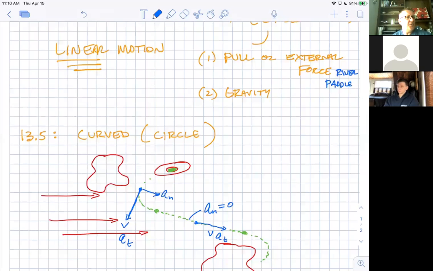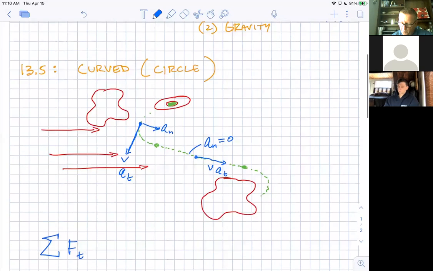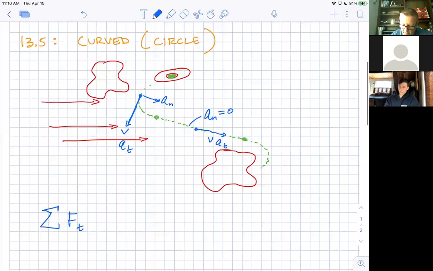And so it's just kind of cool to see this in action in a little bit more of a real environment. Well, the sum of the forces is equal to mass times acceleration, but because we've limited this to tangential forces, then we've got to limit it to tangential accelerations.